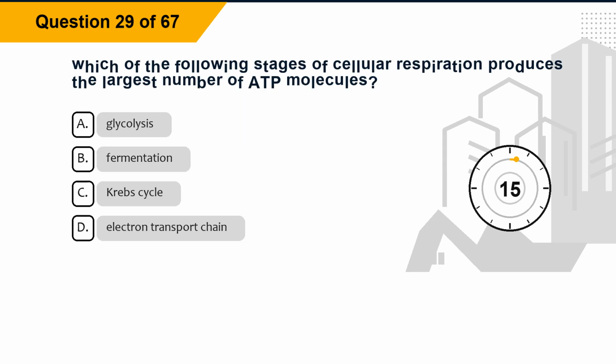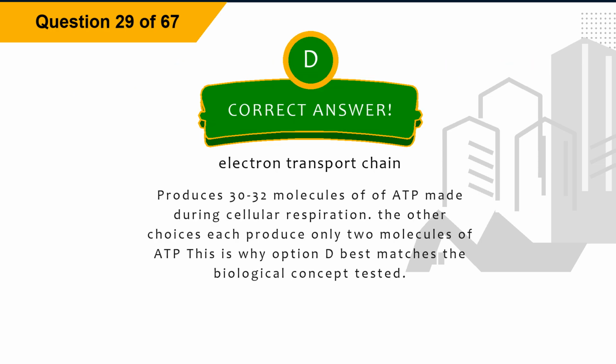Question 29. Which of the following stages of cellular respiration produces the largest number of ADP molecules? Option A, glycolysis. Option B, fermentation. Option C, Krebs cycle. Option D, electron transport chain. The correct answer is option D, electron transport chain.